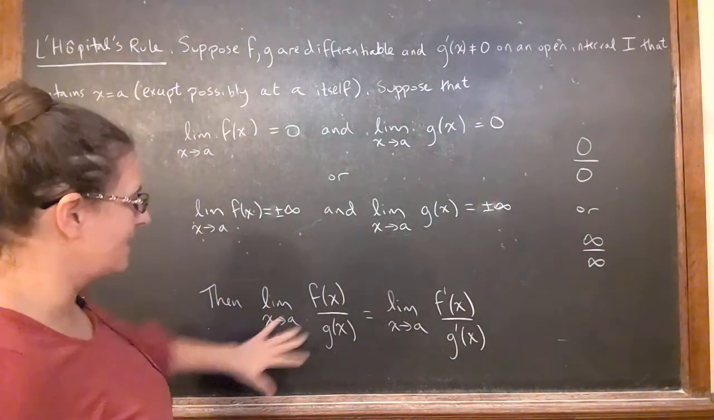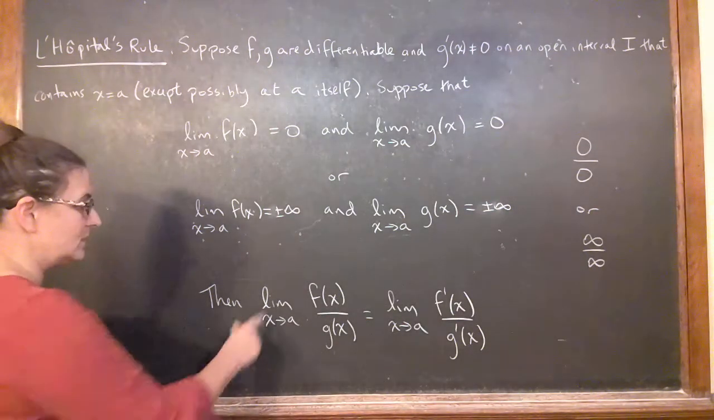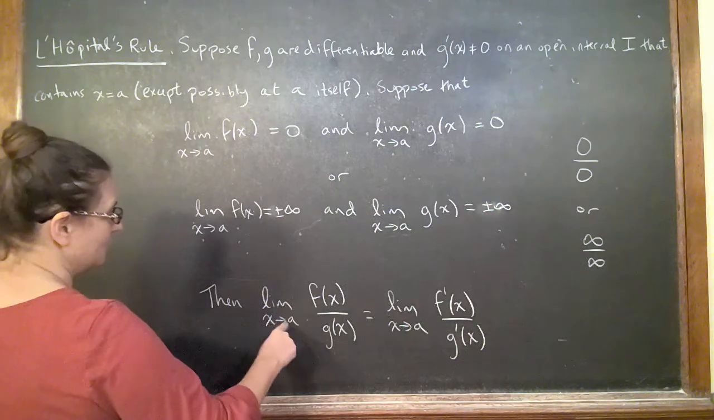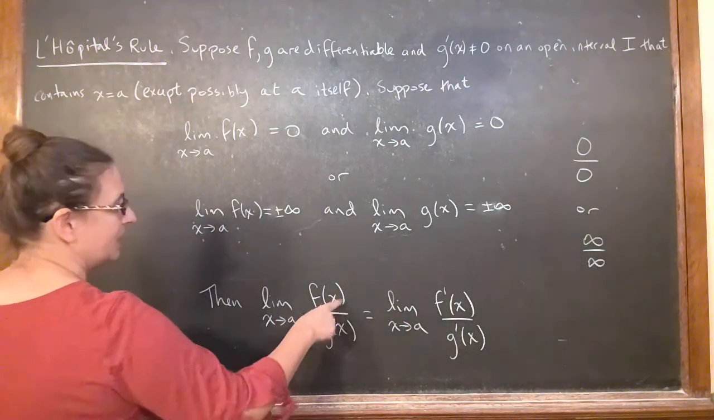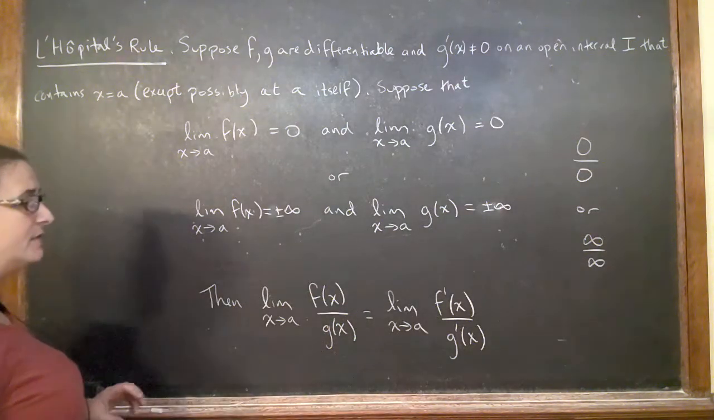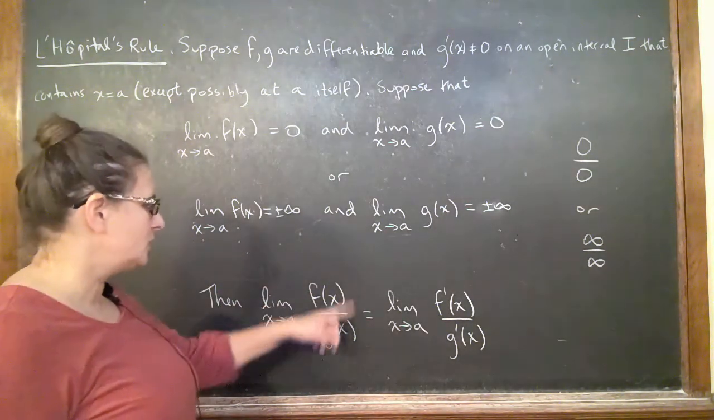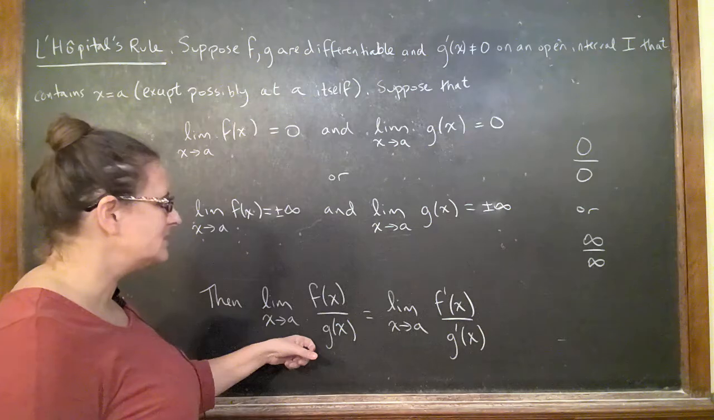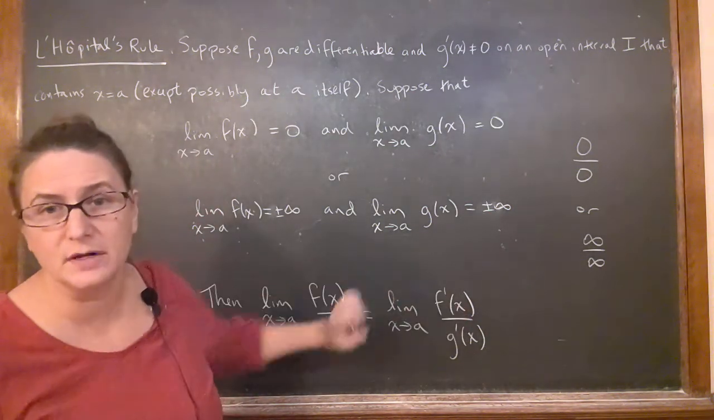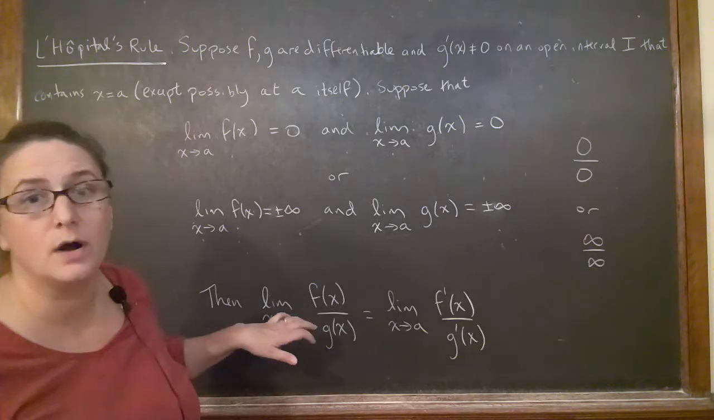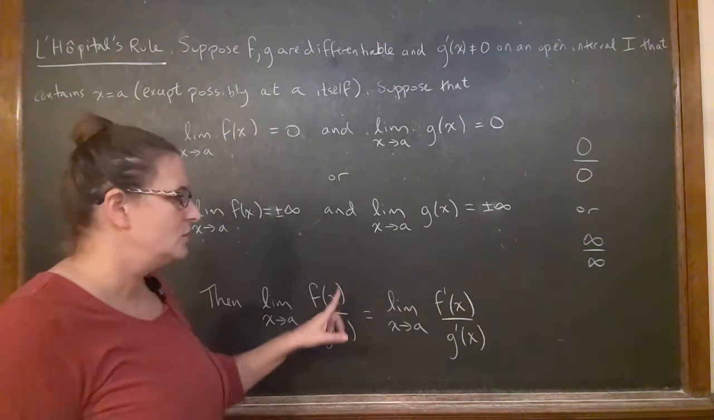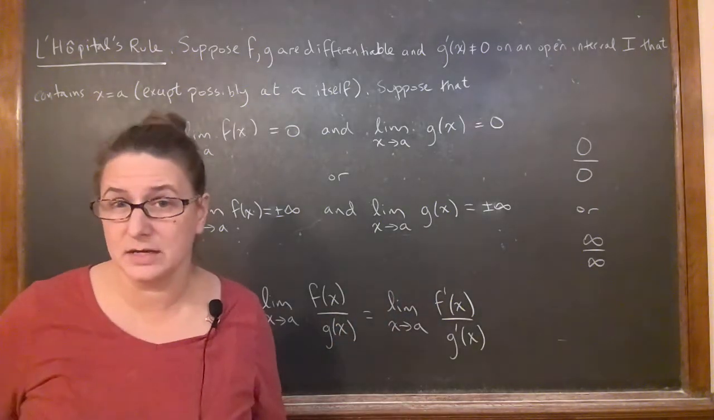If you have a limit of this form, f of x over g of x, as x goes to some point a, and you've got either the case 0 over 0 or the case infinity over infinity, the ratio of the two doesn't change when you take the ratio of the derivatives. The limit of the ratio of the derivatives is the same as the limit of the ratio of the originals. It's kind of weird, but in fact, you can show this for continuous functions pretty easily.